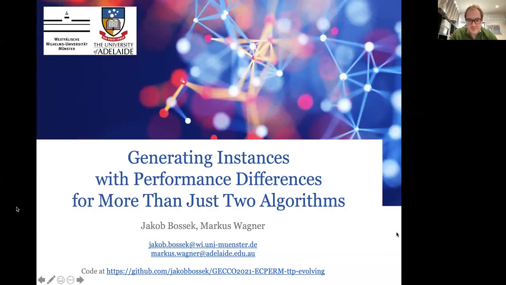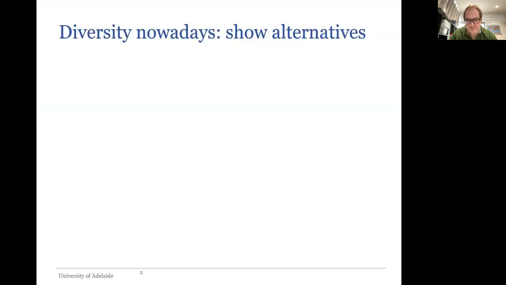Hello, everybody. My name is Markus Wagner, and I'll be presenting joint work with Jakob Bossek on generating instances with performance differences for more than just two algorithms.